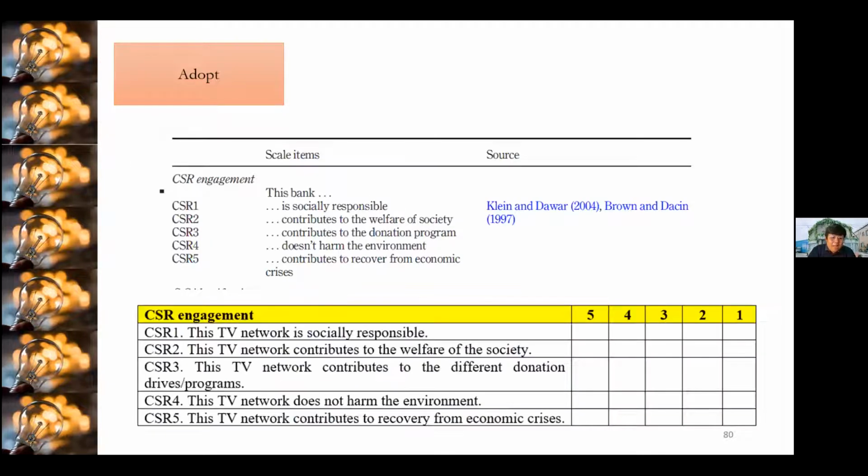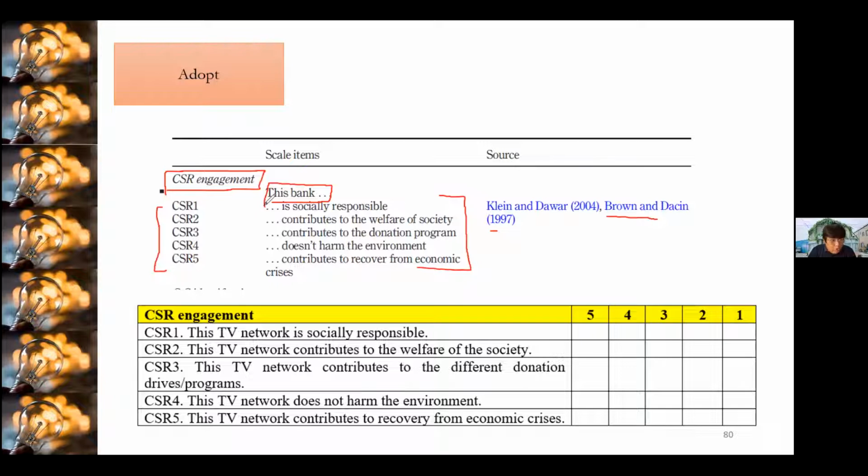So magbigay lang ako ng example. So this is an example where, for example, dito we want to measure CSR engagements. Okay? In-screenshot ko to from prior studies, and in the prior studies, may nakita ako na meron ng items that measure CSR engagement. In this original source, 5 items, 5 indicators ng CSR engagement, corporate social responsibility engagement. And based do sa published paper, galing daw mga items na to kay Klein and Dawar in 2004 and Brown and Dacin in 1997. Okay? So you will see here, meron siyang 5 items. Okay? Yung CSR engagement at ang context ng study is bank.